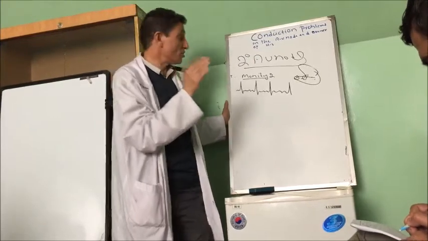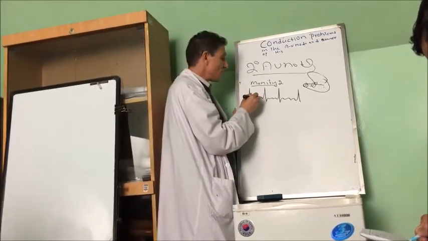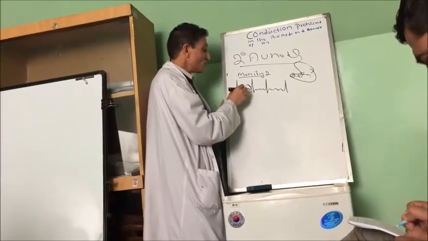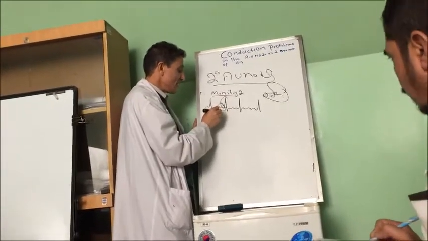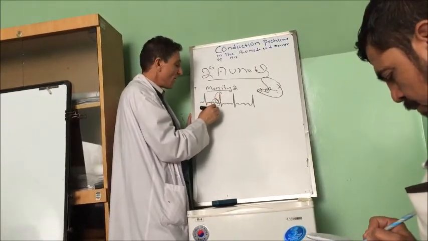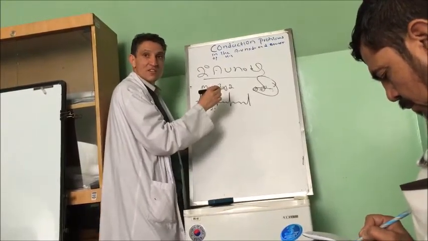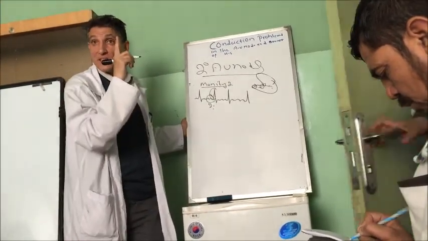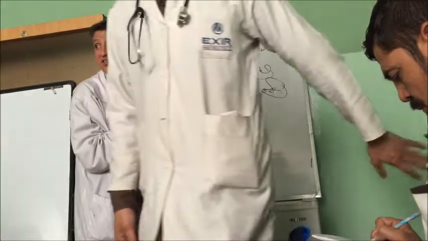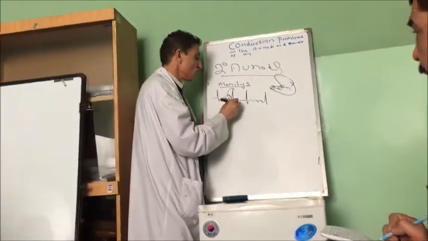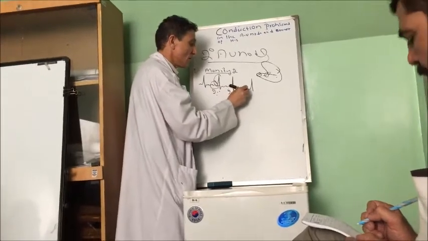For example, how many beats will you see here? Two. Out of two, one of them is conducted. As I mentioned, people use for this type of block 2-to-1. One is conducted, one is not conducted. Two atrial beats you will see, and one QRS complex. This is called 2-to-1.